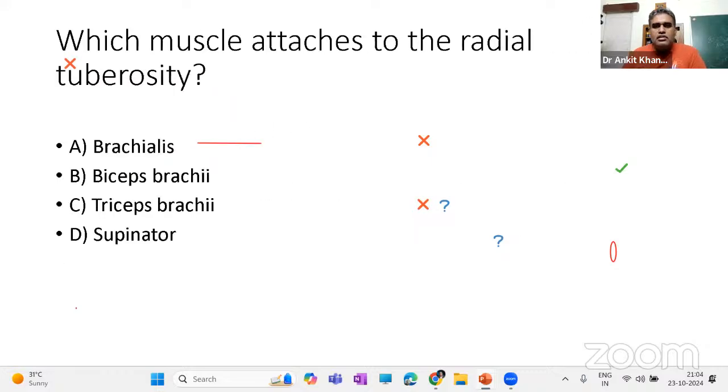Which muscle attaches to the radial tuberosity? Now this, I think, luckily we have done, because muscle images we have seen. So it is the biceps brachii muscle, the main muscle in the front of the arm, whose tendon goes and inserts into the radial tuberosity. Now this has one more practical implication. Let me tell you that also.